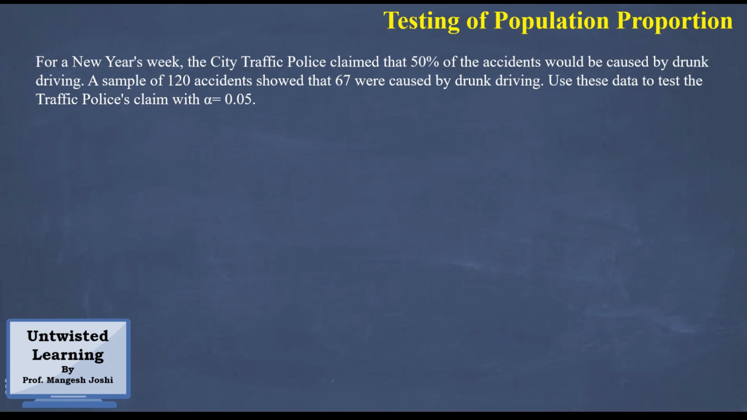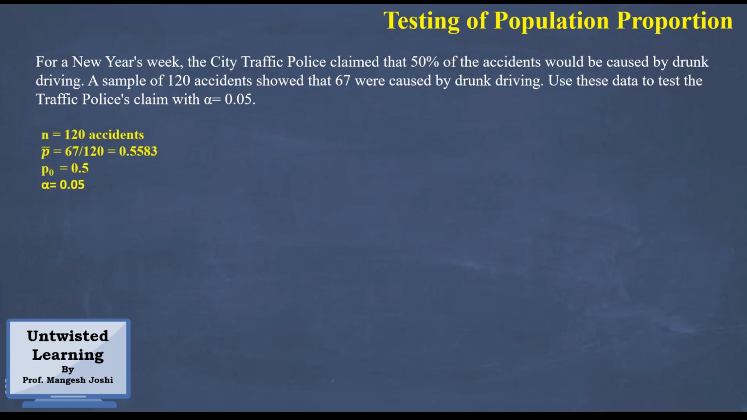The next type of problem is testing of population proportion. Let us take one example. For a New Year's week, the city traffic police claimed that 50% of the accidents would be caused by drunk driving. A sample of 120 accidents showed that 67 were caused by drunk driving. Use these data to test the traffic police claim with alpha equal to 0.05.